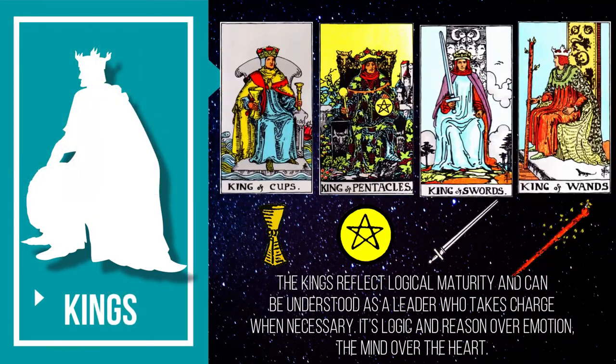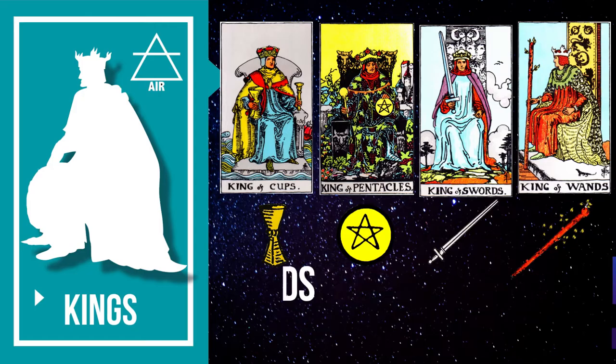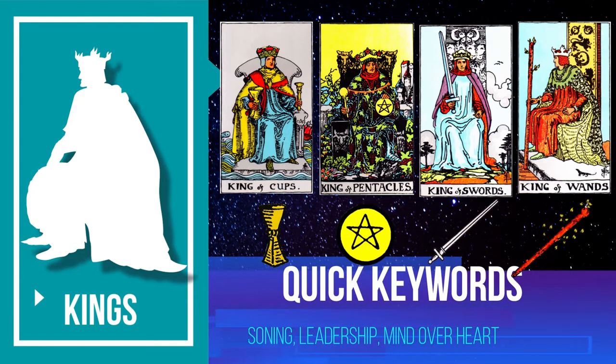Kings. Kings reflect logical maturity and can be understood as a leader who takes charge when necessary. The King is logic and reason over emotion. It's the mind over the heart. The King character is associated with the element of air. Kings are action that comes from reason and logic over emotion.